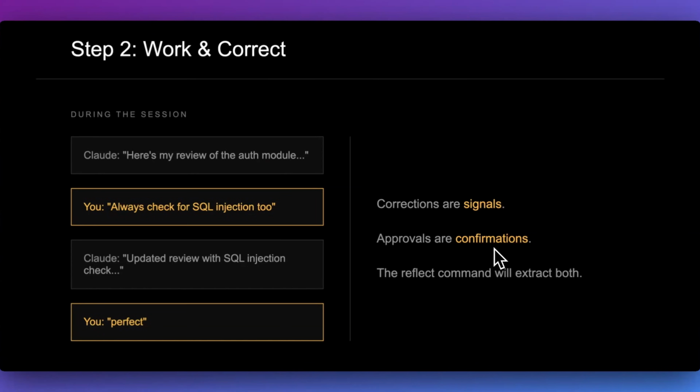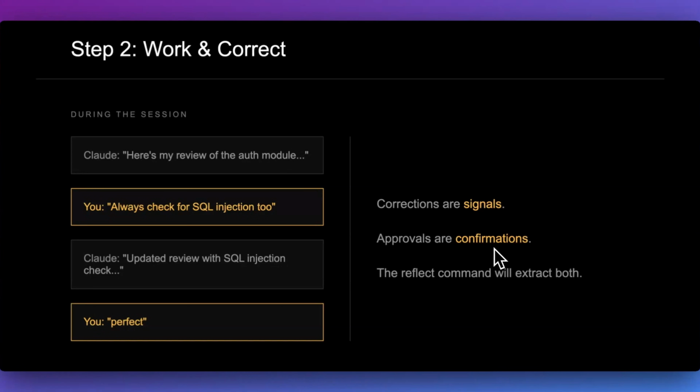Just to go through a hypothetical example. So you might leverage the skill. It might say, here's my review of the auth module. And you might realize, oh, it's actually not looking for SQL injections. We could go and specify, always check for SQL injections. And then from there, Claude will go in the current session, check for SQL injections, similar to the button example that I had.